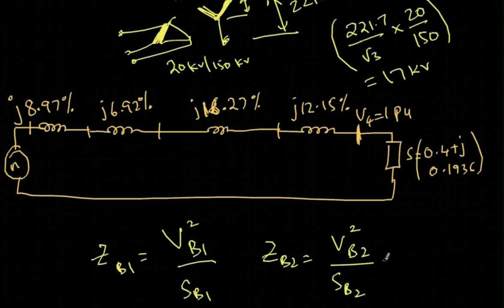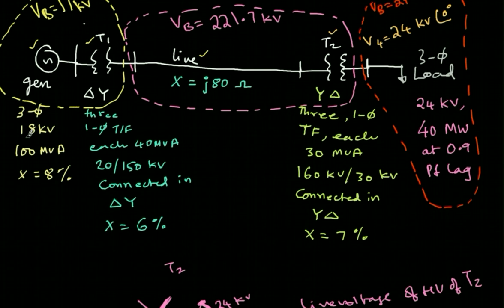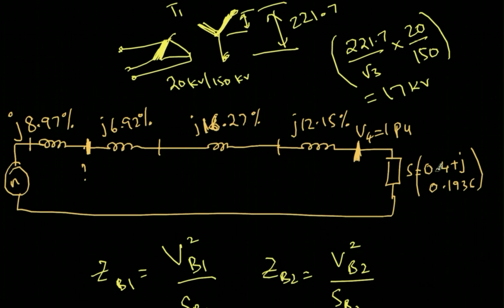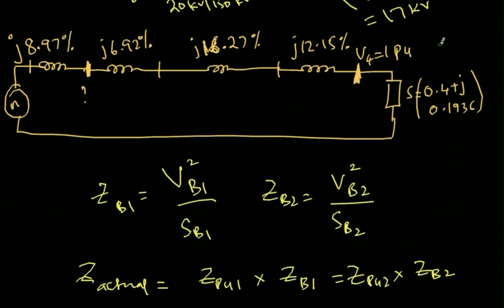Although it is not asked in the question, let's say it is asked: what is the voltage at the terminals of the generator? How much voltage is to be generated so that I maintain 1 per unit at the load? So what is this voltage? You can look at it and say it's 18 kV. But 18 kV is the rating. Actually how much voltage we need to generate here is the question. So just take a while and try to solve this problem. You can pause it and try yourself. I'm going to do it myself.